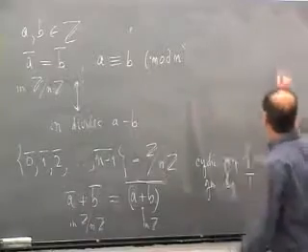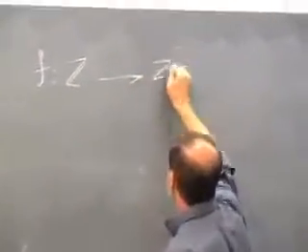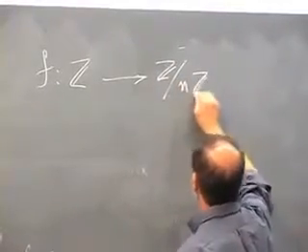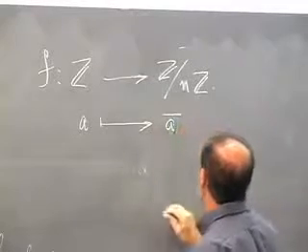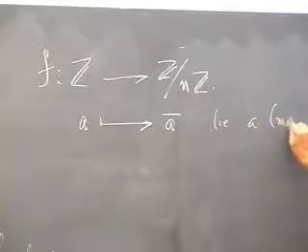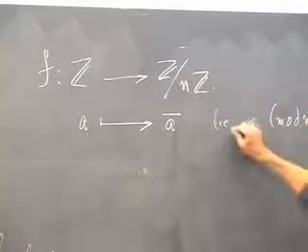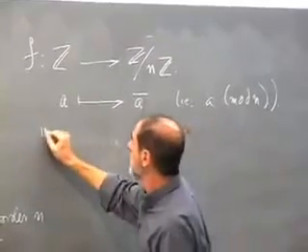Moreover, we have a natural group homomorphism, F, from Z to Z mod nZ, which takes the class of a to the class of a bar, i.e. a mod n, the remainder of a after division by n. And this is a group homomorphism.